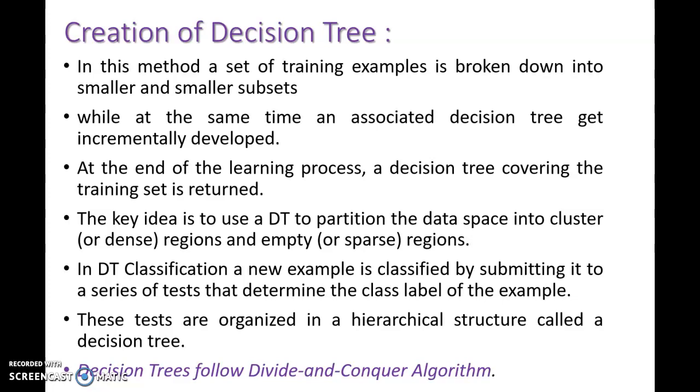Suppose the entire data set, or you can say the root node, is split into two parts, yes or no. Then again at the sub node, the decision node, the data set is split into two parts, yes or no. Again it is split up to the leaf node, or until we get the target variable, or you can say the target label. At the same time, an associated decision tree is incrementally developed. At the end of the learning process, a decision tree covering the training set is returned.